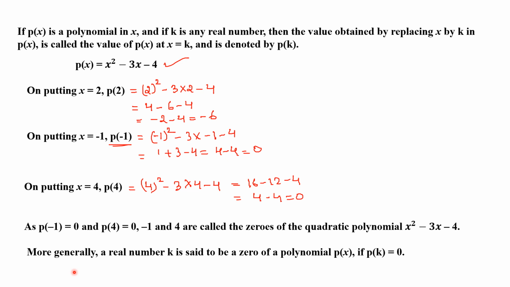So in more general, what we say, a real number k is said to be a zero of the polynomial p(x) if p(k) value will give me 0. When you put the value of x as k, if you get it as 0, we will say k is the 0 of the polynomial. Okay, so I think you are able to understand now when we say it is a 0 of the polynomial. When you put some value of x which gives the complete value of the polynomial as 0, we will say that value of x is the 0 of the polynomial.